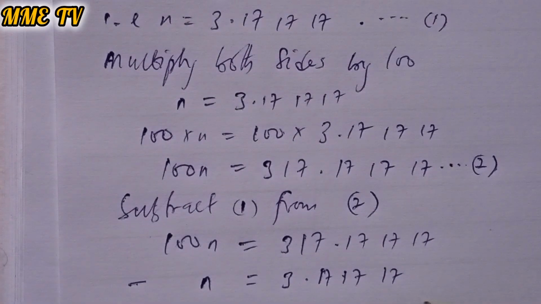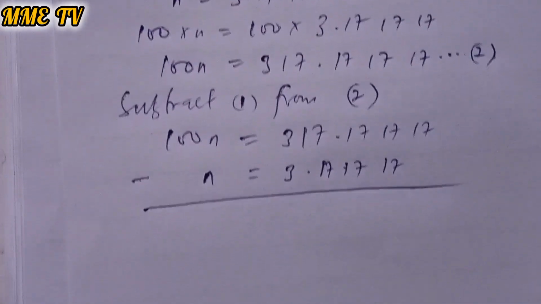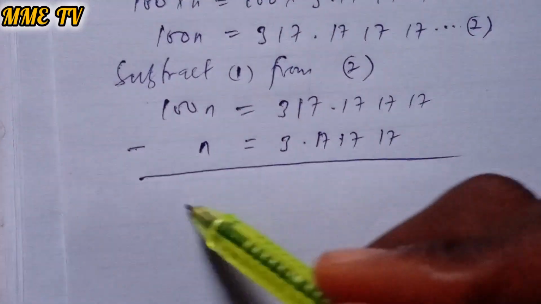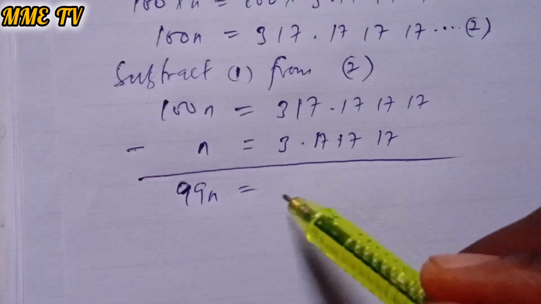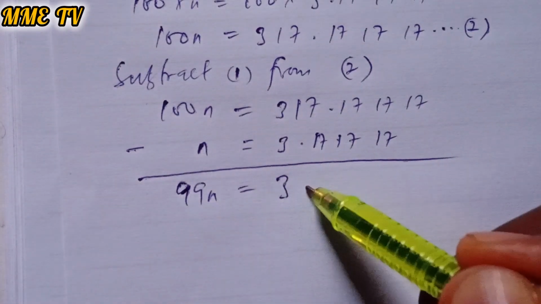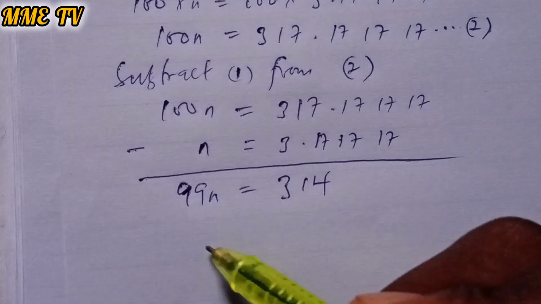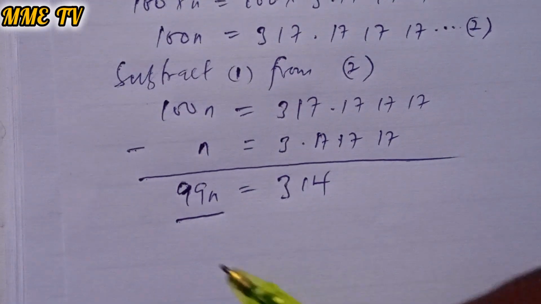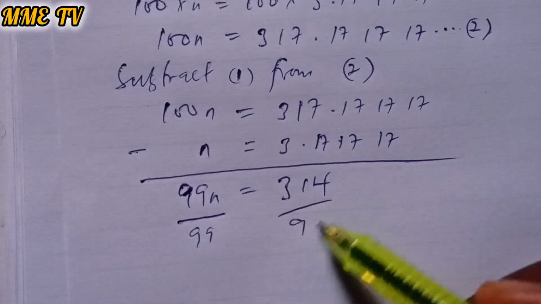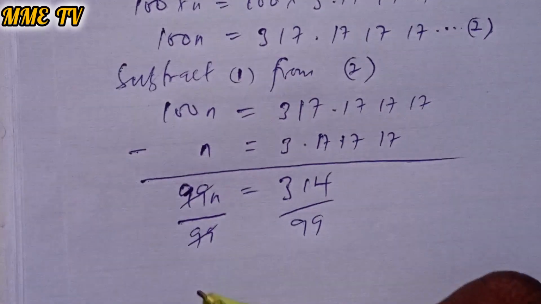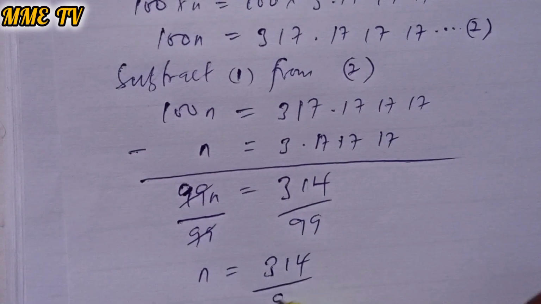So when I now subtract this, the values that I'll be having is going to be 99n is equal to 314. Thus, I will now divide both sides with the coefficient of n, which is 99. So 99 will cancel 99. I'm left with n is equal to 314 over 99.